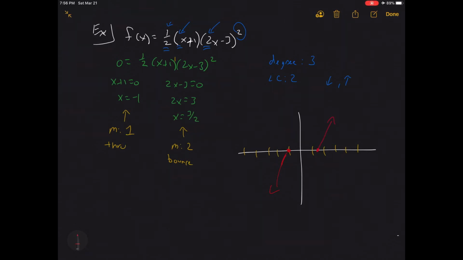And you might look at that and think, well, how in the heck is that going to happen? Because how am I going to go through the first one? Well, you are going to go through the first one, but you're going to bounce off the second one. So this one is going to actually look something like that. And this one's going to go through something like that. So they're going to connect in such a way that it looks something like that.